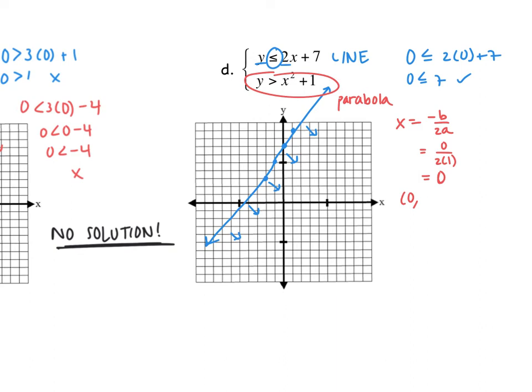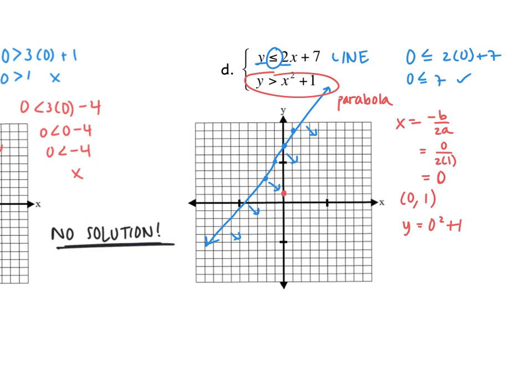To find y, then, we're going to plug in 0. And we get 1. So that is our vertex, 0, 1. Before we even find another point, what do we know about this parabola? It opens up. It opens up because of the positive 1x squared.